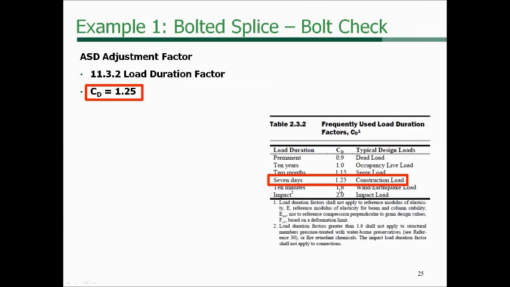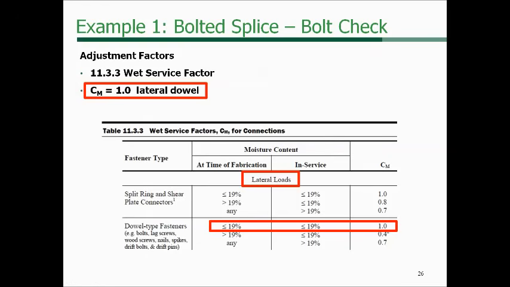So up to 1.6, and if you're doing wind and seismic design, you can use that 1.6 load duration factor for connections as well. This particular example, we're going to go with 1.25 for a construction live load example.